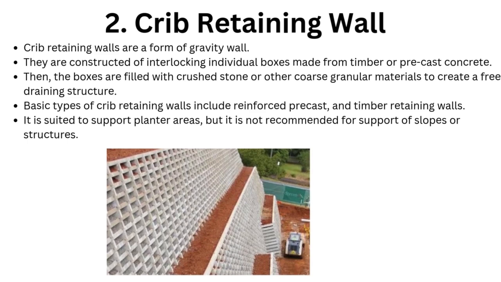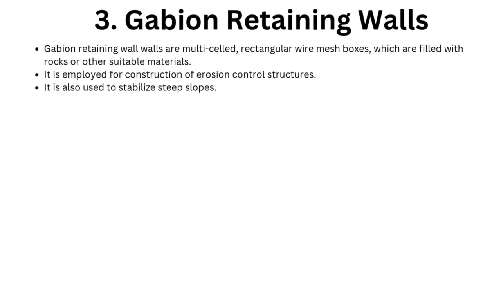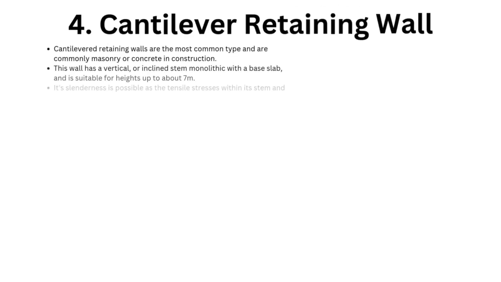Basic types of crib retaining walls include reinforced precast and timber retaining walls. It is suited to support planter areas, but it is not recommended for support of slopes or structures. 3. Gabion retaining walls. Gabion retaining walls are multi-celled, rectangular wire mesh boxes, which are filled with rocks or other suitable materials. It is employed for construction of erosion control structures. It is also used to stabilize steep slopes.